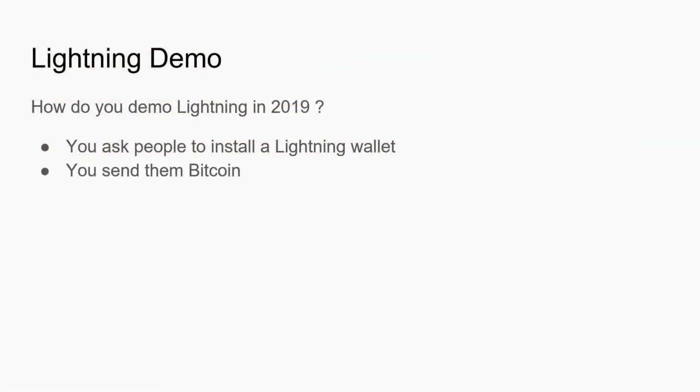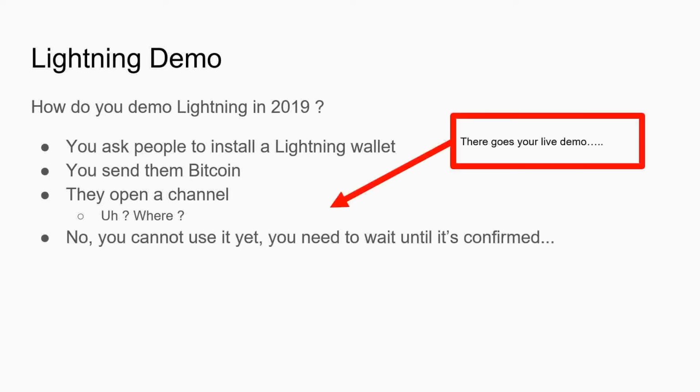So now, 5 years later, how do you demo Lightning? You ask people to install a Lightning wallet. You send them Bitcoin, and you tell them you need to open a channel, but if people don't really know about Bitcoin or Lightning, it's a bit tricky. What's a channel? How do I open a channel? Where do I go? They open a channel and they say, okay, can I use it now? And you say, no, you have to wait until it's confirmed. And there goes your live demo. You can't do this live on stage because it's going to take at least 30 minutes, or maybe even more.